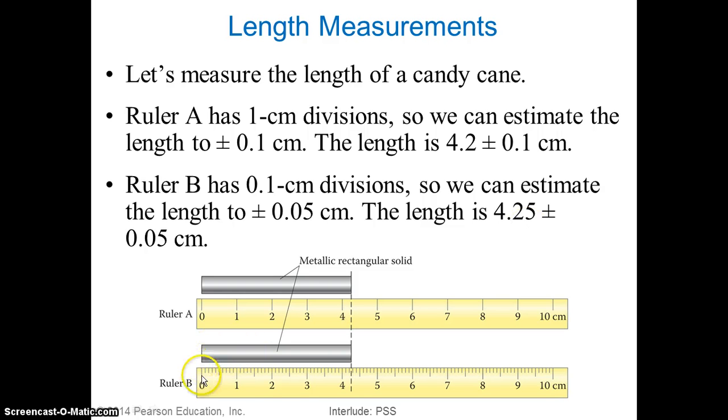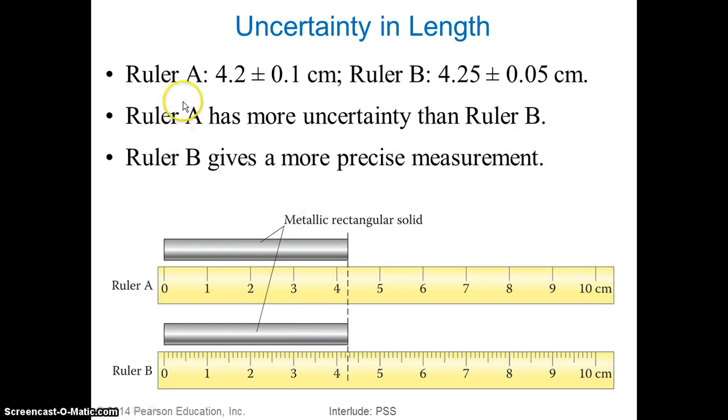So we can tell ruler B is more precise than ruler A, because ruler A gives 4.2 plus or minus 0.1 centimeter, and ruler B gives a measurement of the same object, which is 4.25 plus or minus 0.05 centimeter. So we can say that ruler A has more uncertainty than ruler B, and ruler B gives a more precise measurement. Why? Because you can see small markings with which we can measure the object very precisely.